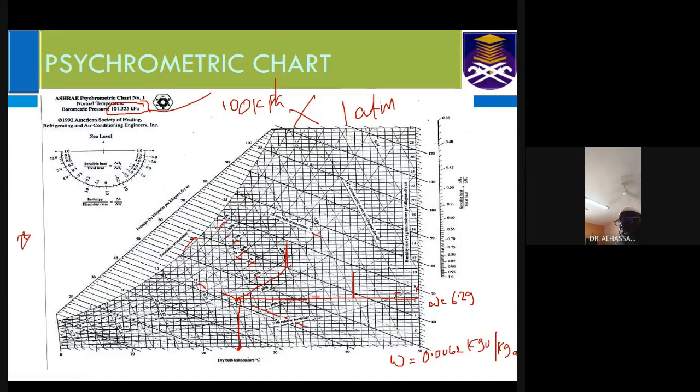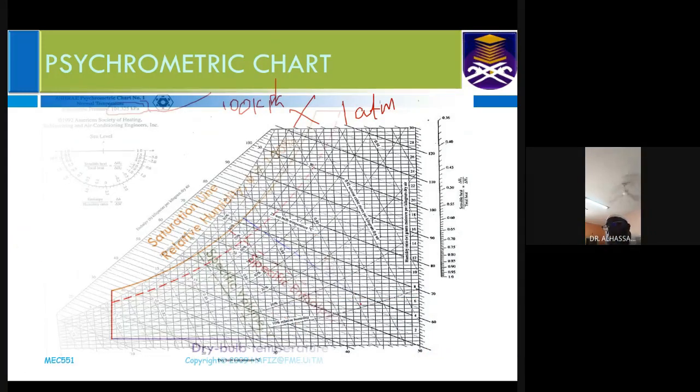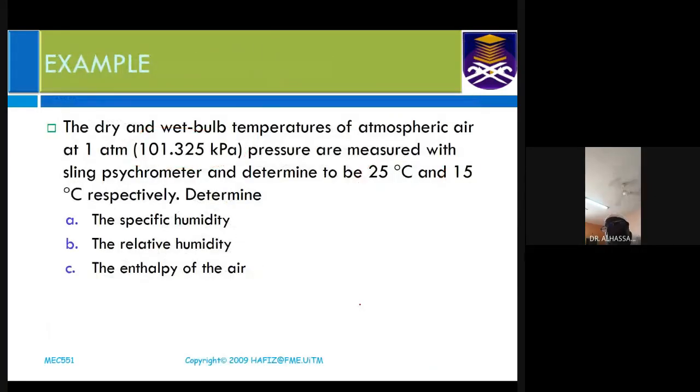So relative humidity is about 0.35, which is equal to 35%. Okay, and then we need to determine also the enthalpy.